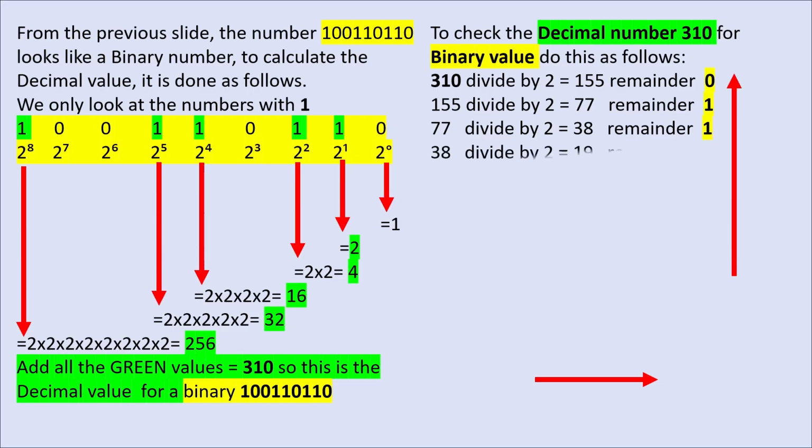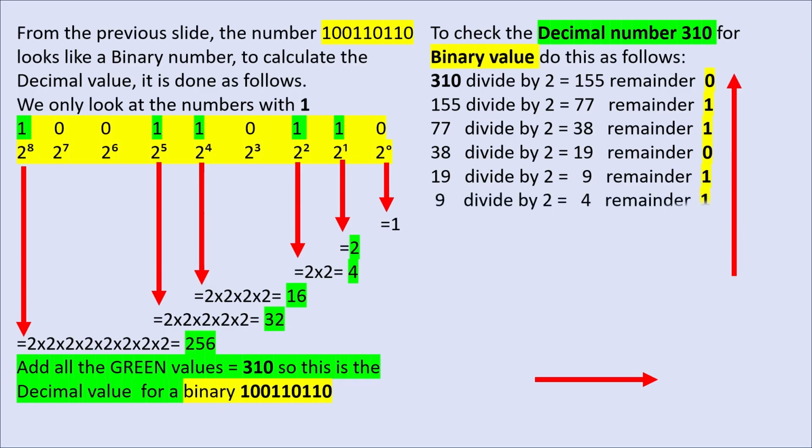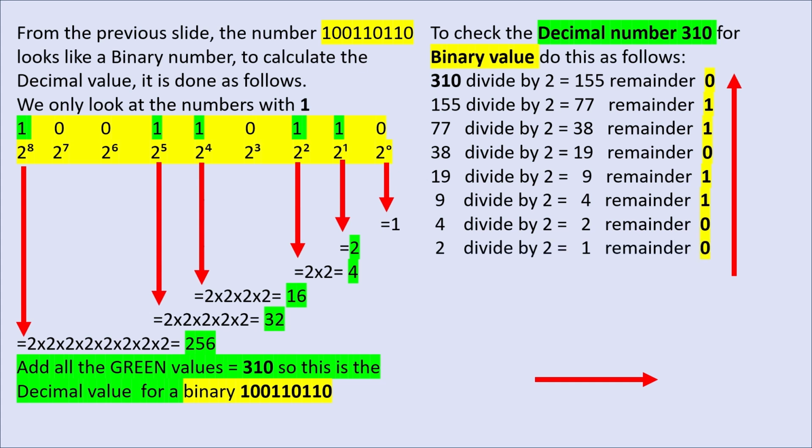155 divided by 2 equals 77, remainder 1. 77 divided by 2 equals 38, remainder 1. 38 divided by 2 equals 19, remainder 0. 19 divided by 2 equals 9, remainder 1. 9 divided by 2 equals 4, remainder 1. 4 divided by 2 equals 2, remainder 0. 2 divided by 2 equals 1, remainder 0. 1 divided by 2 equals 0, remainder 1.